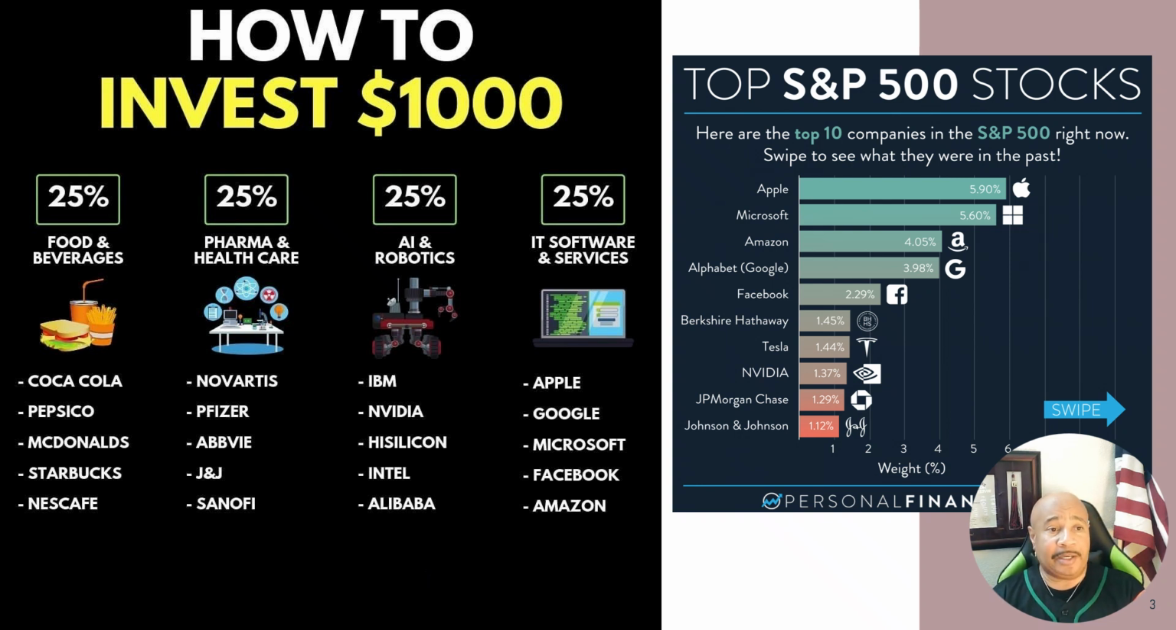So if you think about that 25% in the food industry, Coca-Cola is huge, Pepsi-Cola, and so forth. Pharmaceutical, Pfizer. What happened during the COVID-19 crisis? Pfizer made a lot of money. AI, right now, we've got Intel, we've got Alibaba. That is huge. You get into software, Apple, Google. Everything we do comes from Apple, Google, Microsoft, and so forth. So think about those particular areas as investment vehicles.